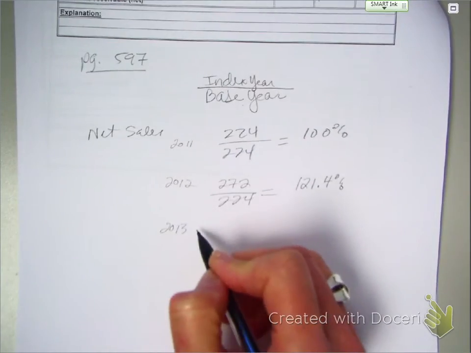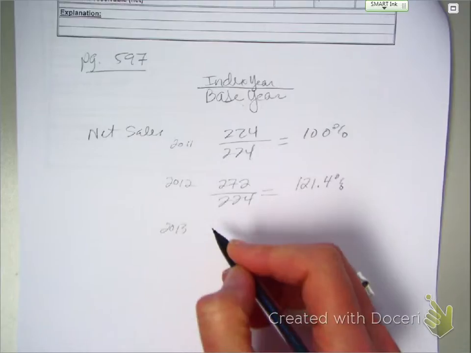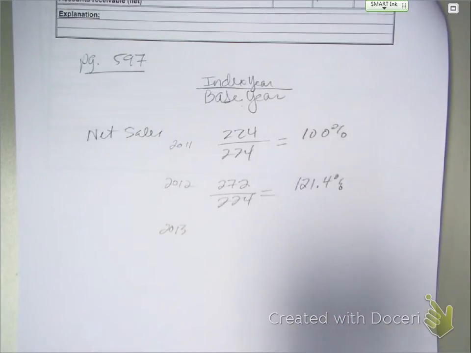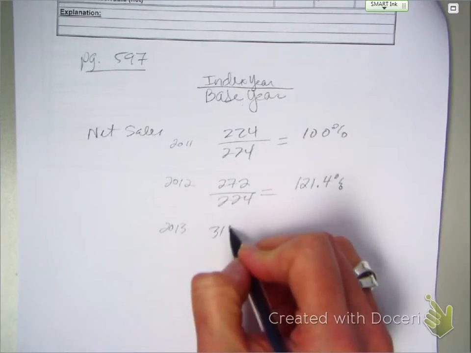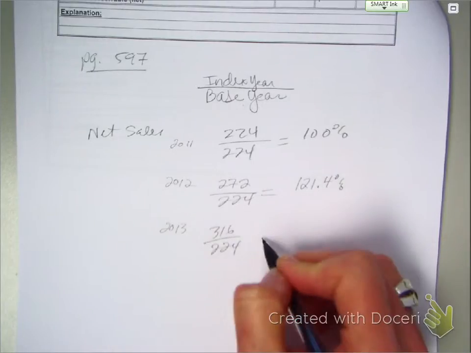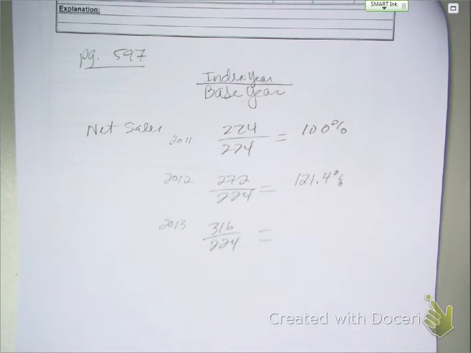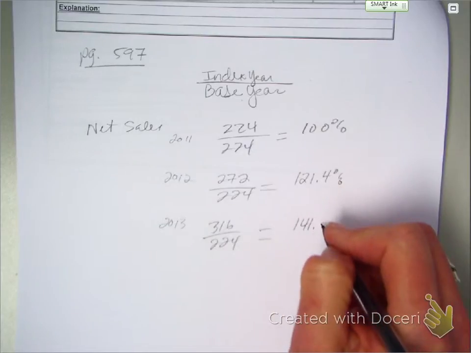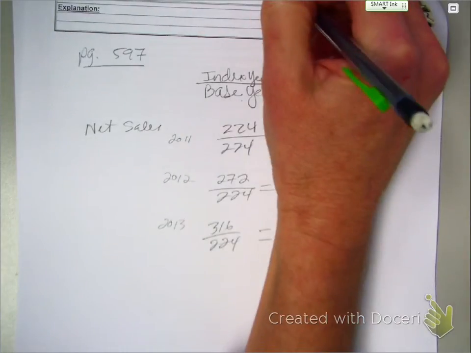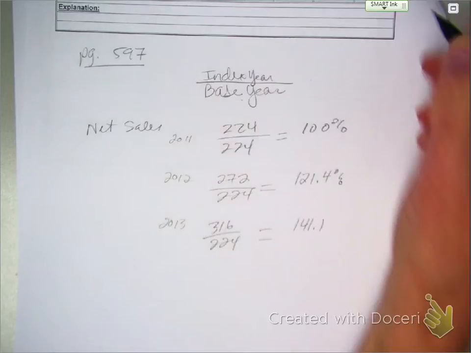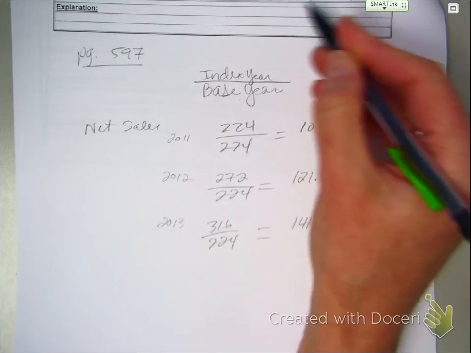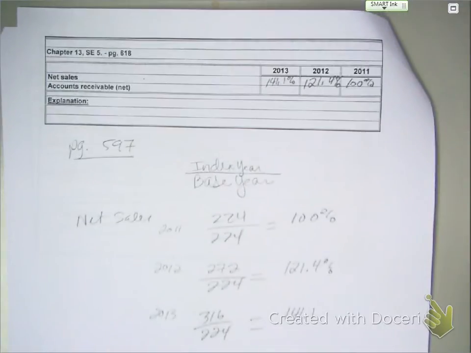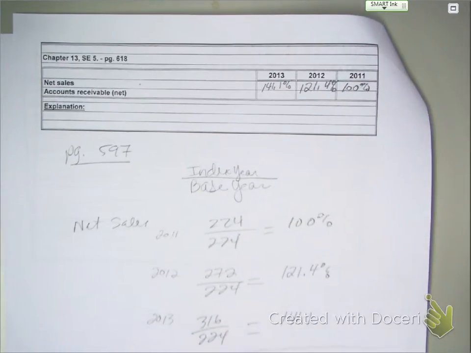2013, how much is our sales? 316 over still that same base year. What'd you get for percentage? 141.1. Thank you. So clearly we can see our trend is up. Our sales trend is up. Now you do the same thing with your accounts receivable.